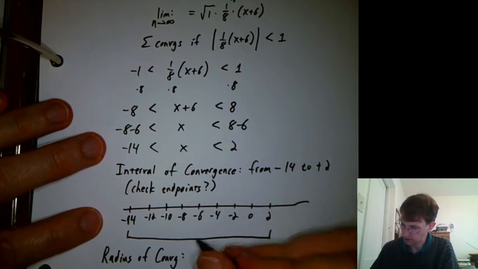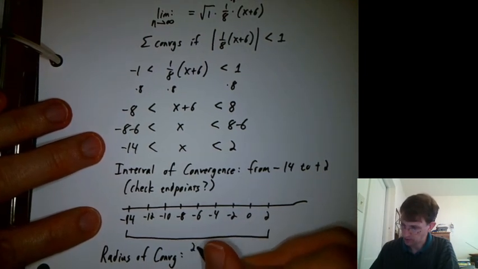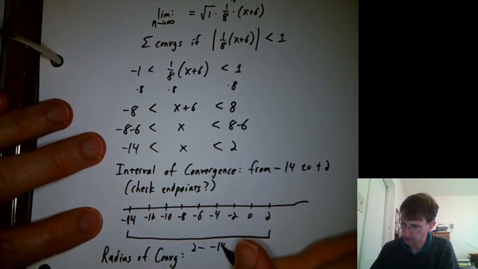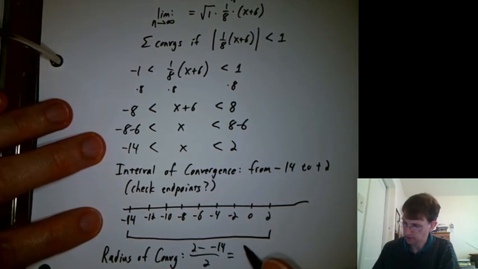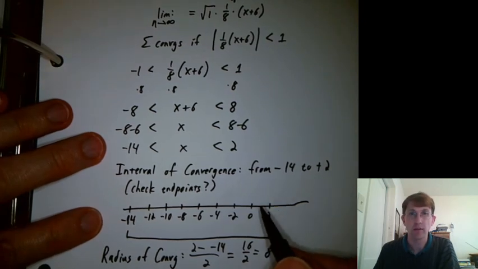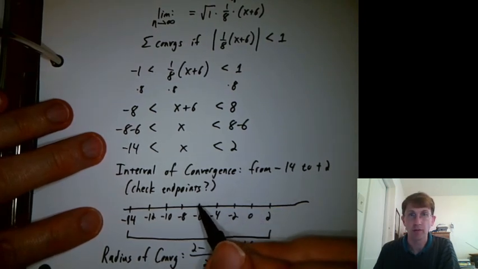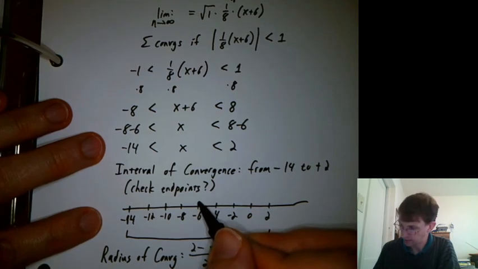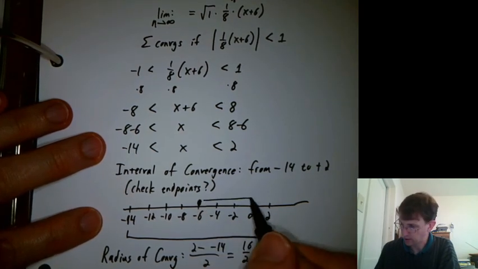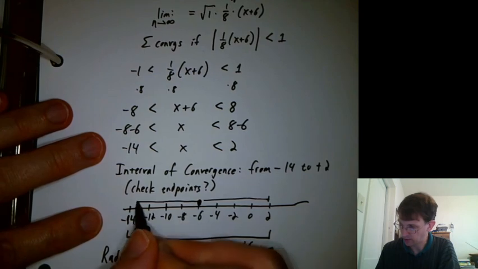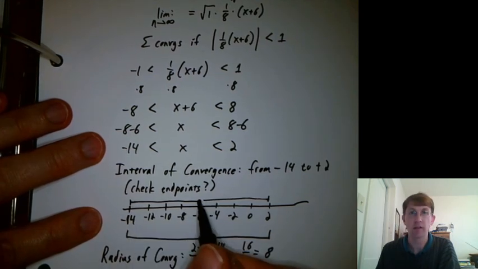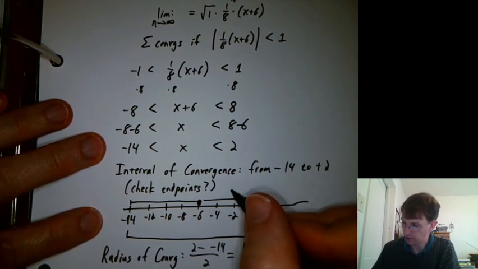So let's say what we did there. We did the upper end minus the lower end, the lower end itself being negative 14. So we got 16 over 2, which is 8. So we're centered at negative 6, and we can go kind of plus 8 and minus 8. And that makes it look a little bit more like a radius of convergence.